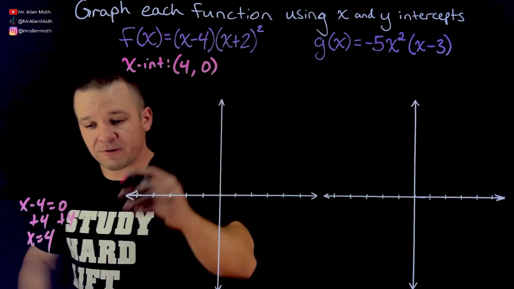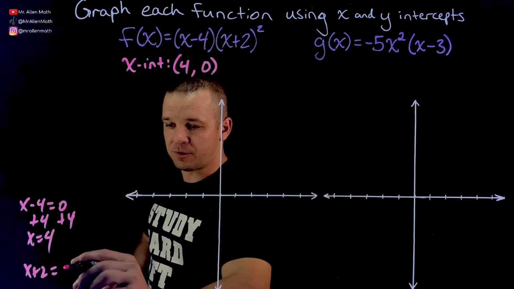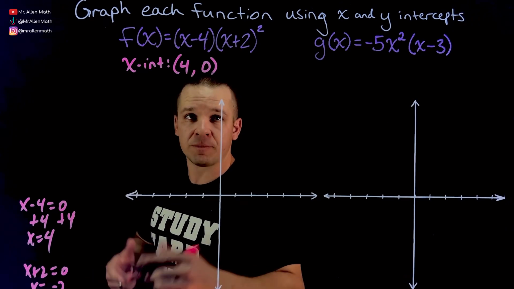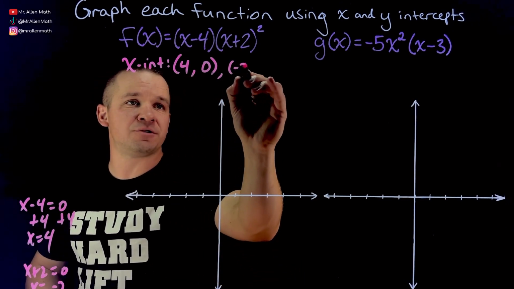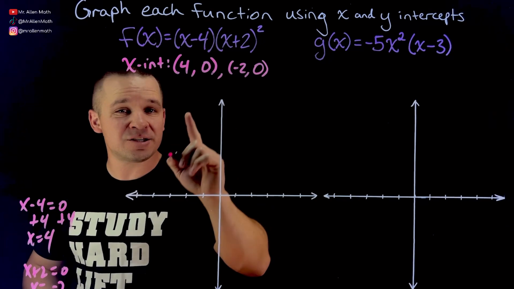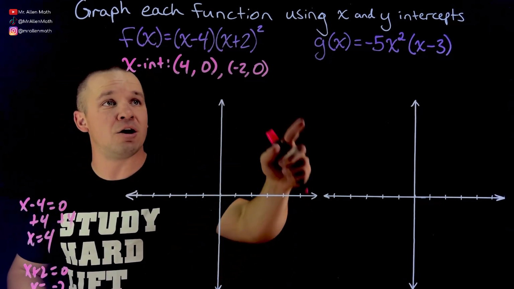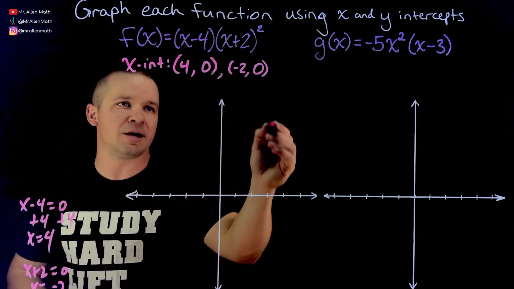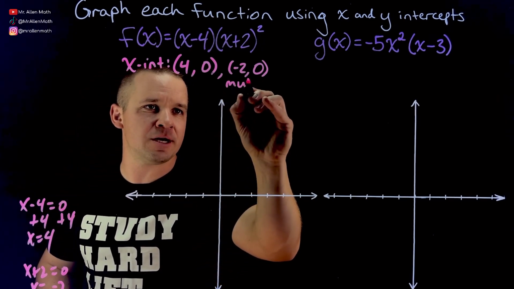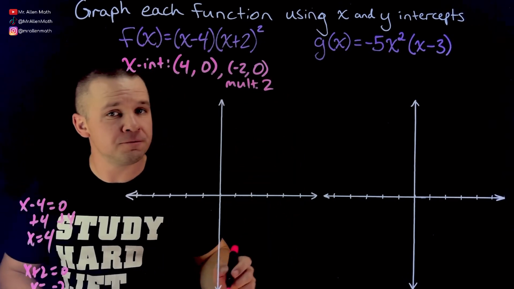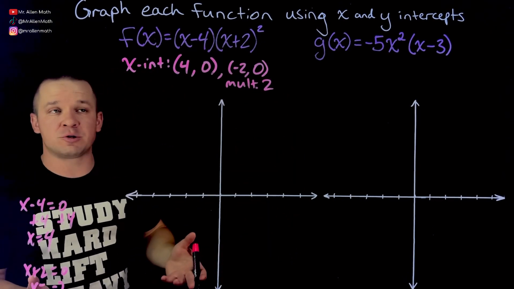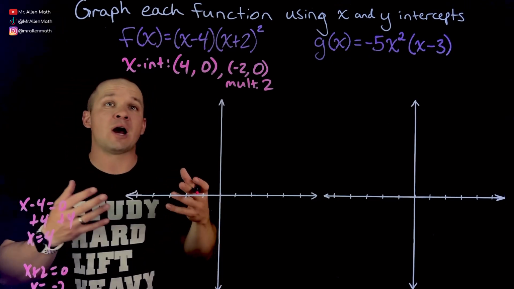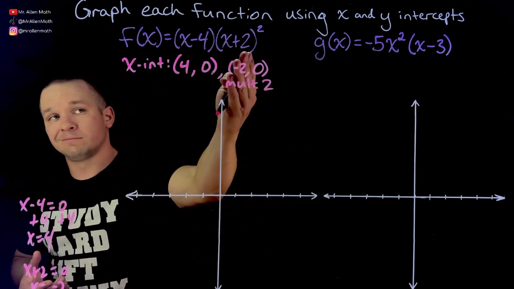Now for this one, if I did a little side math, x plus 2 equals 0, I'd get x equals, we'll subtract 2, negative 2. So my other x-intercept is negative 2, 0, and that's going to have a multiplicity of 2 because of the squared binomial right there. Oftentimes I'll just say multiplicity of 2. They might ask, like in a multiple choice question, which of the following functions have x-intercepts with a multiplicity of 2? This would be one of them.